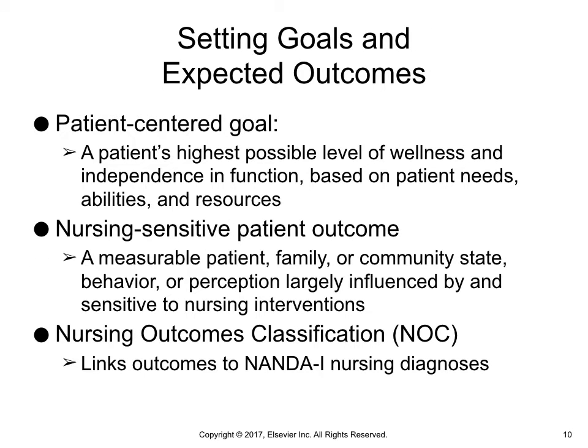A patient-centered goal is aimed at the patient's highest possible level of wellness and independence in function, based on patient needs, abilities, and resources. A patient-centered goal or outcome also reflects a patient's specific behavior, not your own goals or interventions. It is important to select and measure patient outcomes that are influenced by nursing care. A patient goal represents predicted resolution of a diagnosis or problem, evidence of progress toward resolution, progress toward improved health status, or continued maintenance of good health or function.